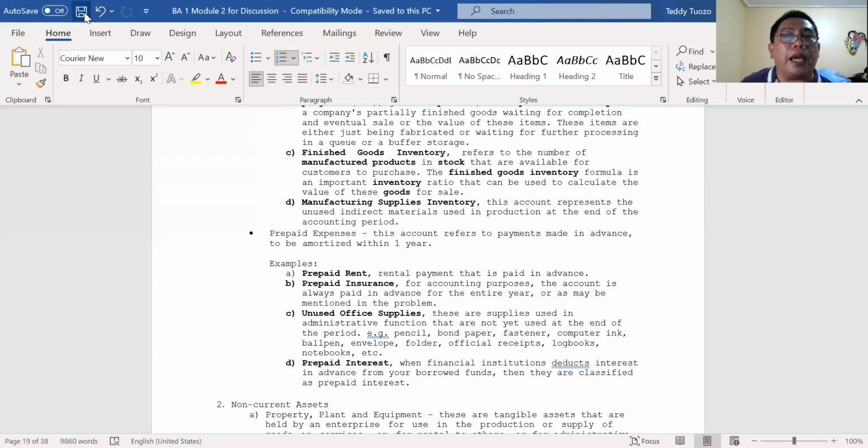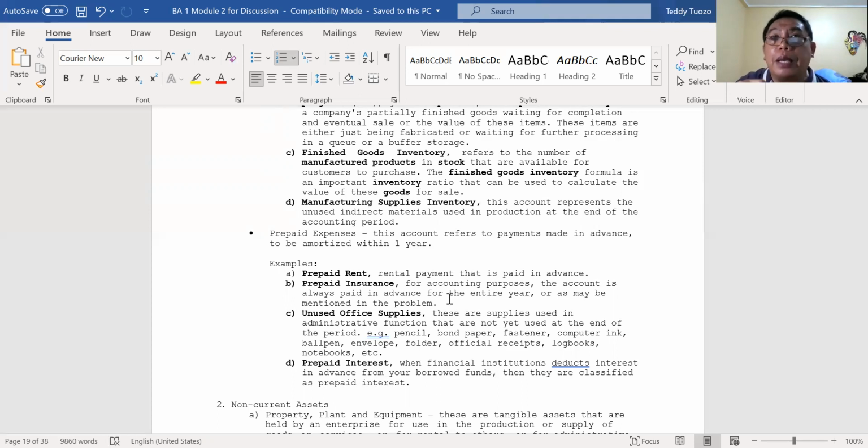Next is prepaid expenses. This account refers to payment made in advance to be amortized within 1 year. Because they are classified under current assets. So examples are prepaid rent, rental payment that is paid in advance. Remember, prepaid rent, for example, when you rent your boarding house, you pay in advance. The advance is called prepaid rent.